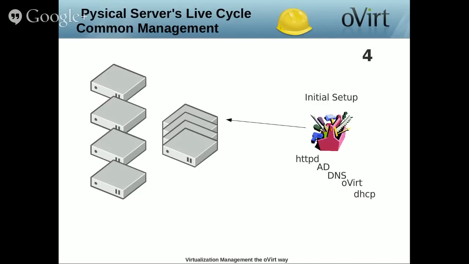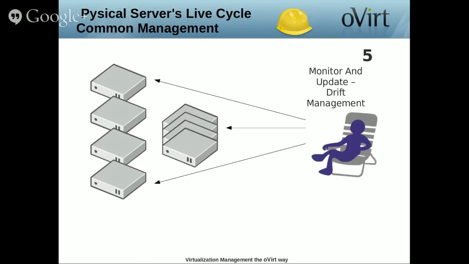Now, after we know which server does what, we give the names, IP address and host name. Now we can initialize the setup, either related to the use case. You can have it as a DHCP server, DNS, oVirt, or whatever you want to do on it. And now you can just monitor, update, and start to manage it.